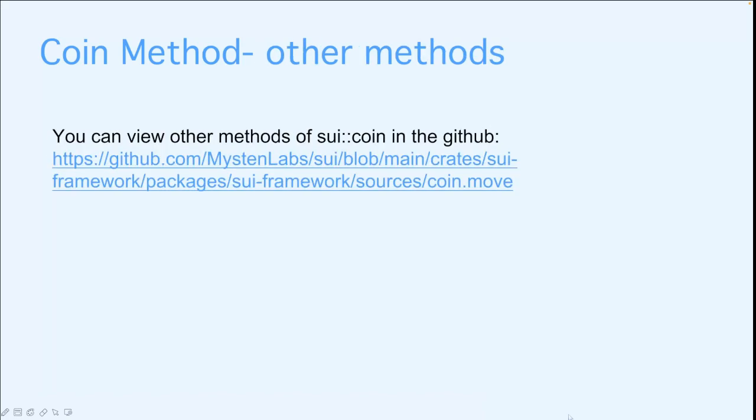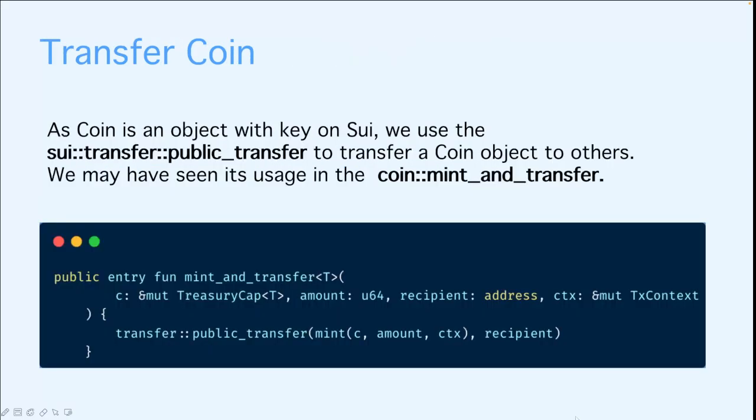You can view more methods of Sui Coin in the Mysten Labs GitHub repository here. As coin is an object with key on Sui, we use the Sui transfer public transfer to transfer a coin object to others. And you may have seen its usage in the coin mint and transfer function.